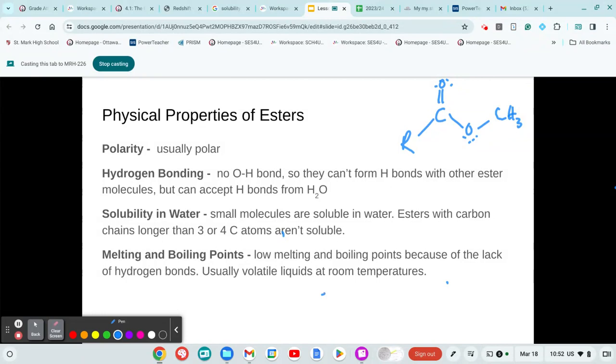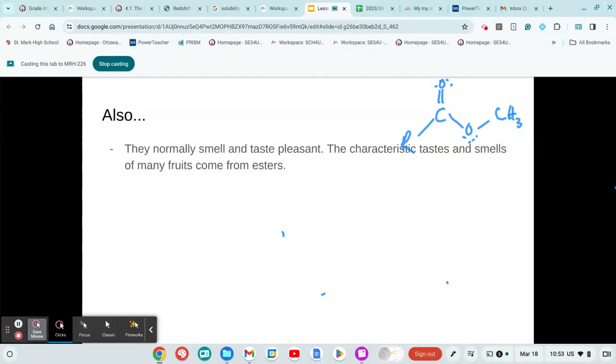And esters tend to smell great. They tend to taste great. The tastes and smells of fruits are often because of esters that are in them. That really characteristic smell of raspberry or banana or peach or any of those things, most of that comes from the esters in the compounds.